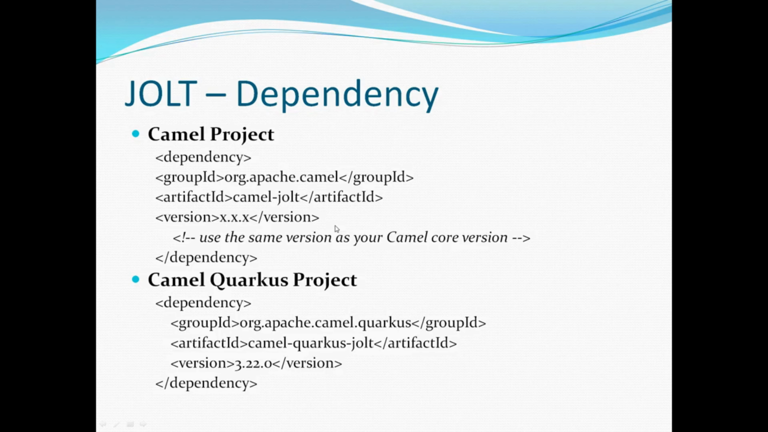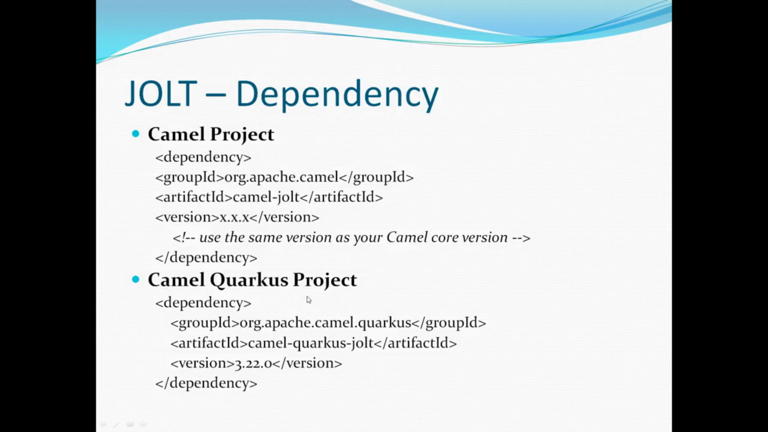So when we are going to use this JOLT component to transform one JSON into another JSON, we have to use the below dependency. If you are using a Camel project, you can use the Camel JOLT dependency. If you are using a Camel Quarkus project, then you have to use the Camel Quarkus JOLT dependency. I'm using a Camel Quarkus project, so I'm using this Camel Quarkus JOLT dependency.